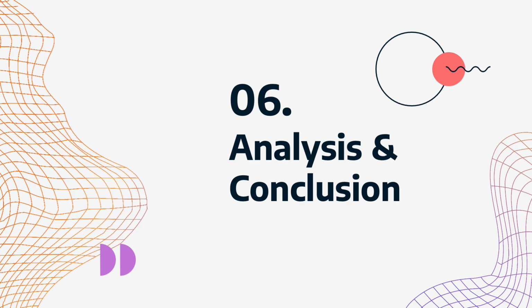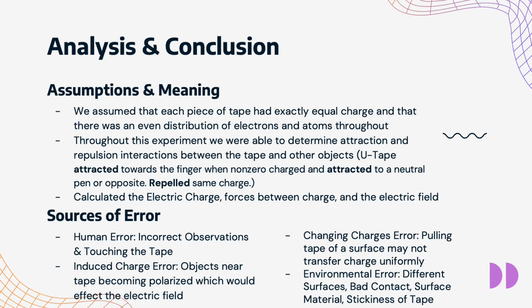So finally, let's look at some of the analysis and conclusions that we can gather from this. First, assumptions. The main assumption we made throughout this project was that each piece of tape had exactly equal charge and that there was an even distribution of electrons and atoms throughout. So it's a big assumption.